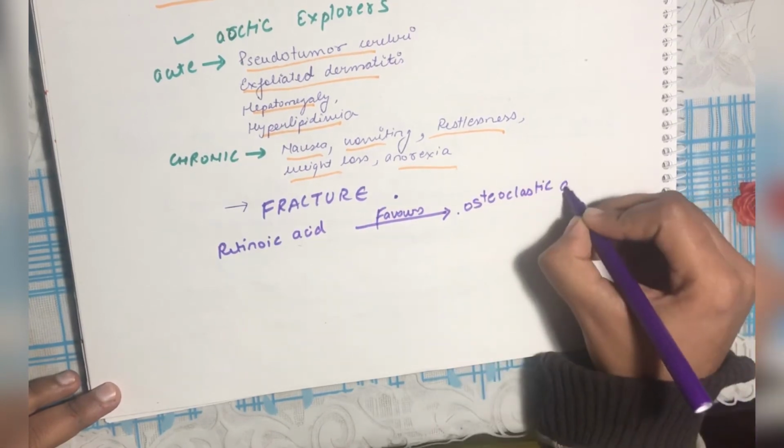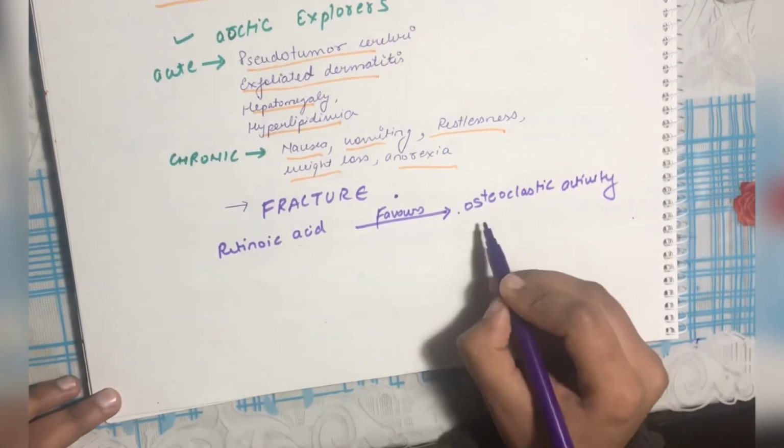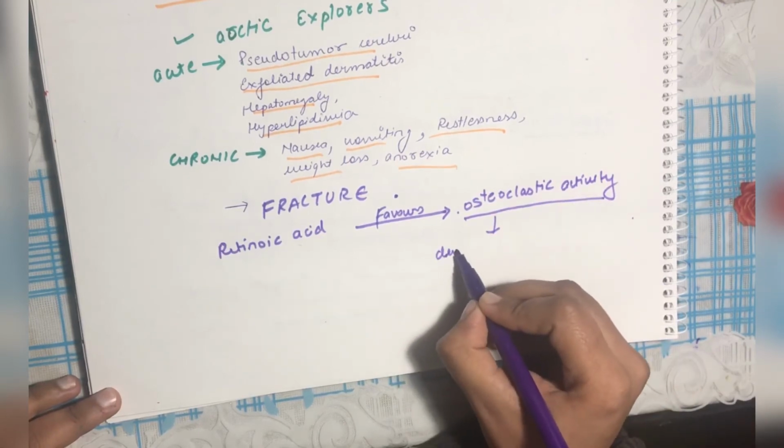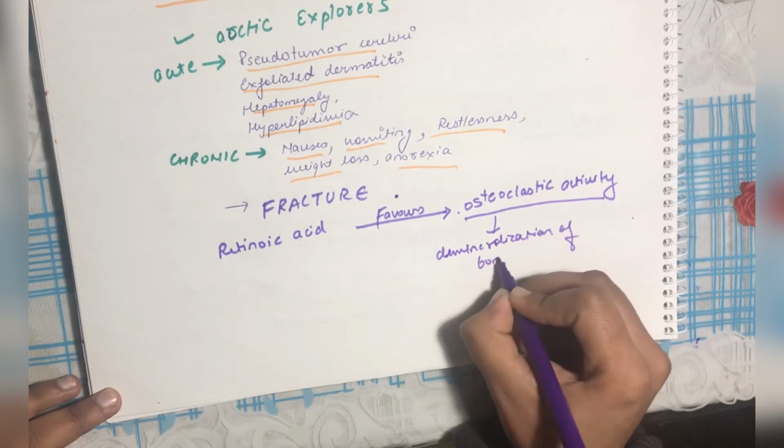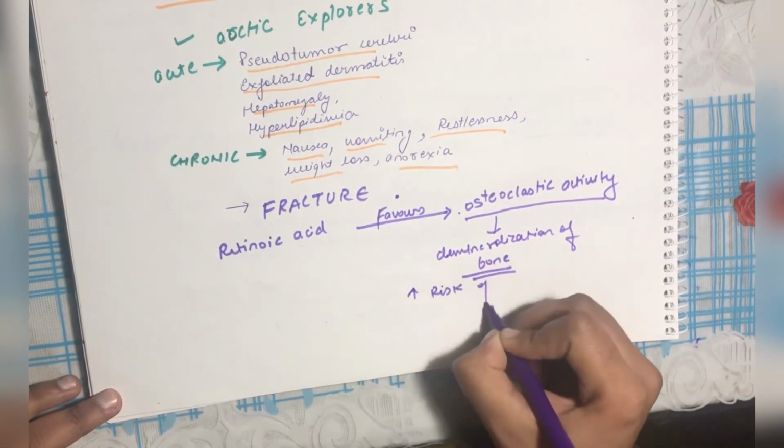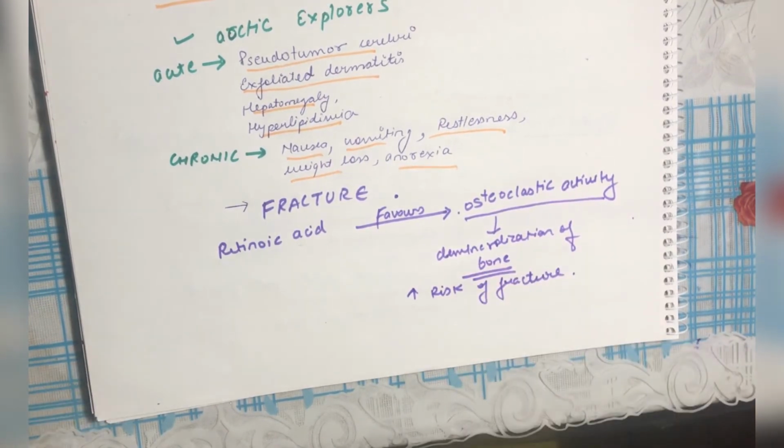So what happens if the osteoclastic activity is increased? Demineralization of bone happens, and because of the demineralization of the bone, it increases the risk of fracture. So this is why hypervitaminosis increases the risk of fracture.